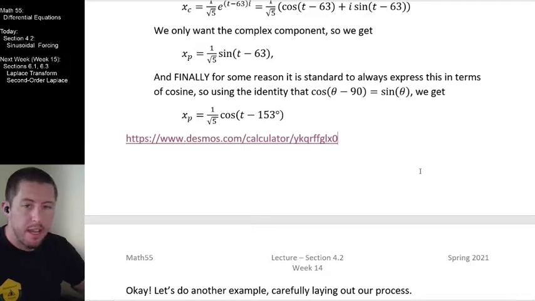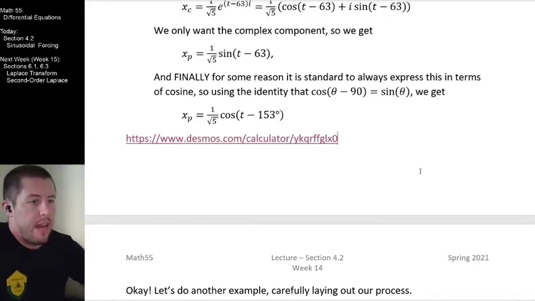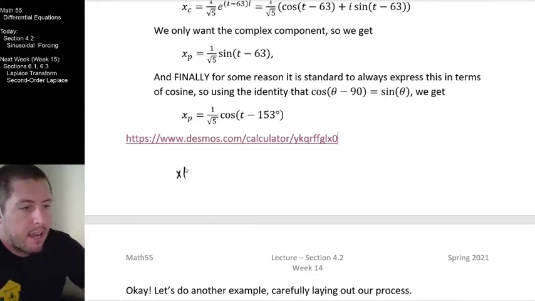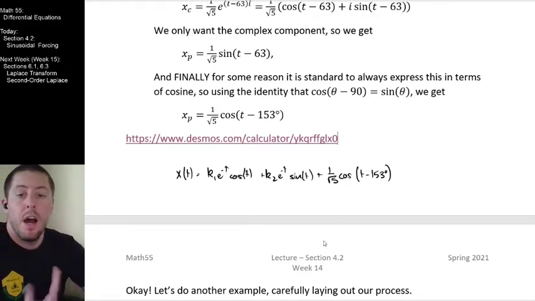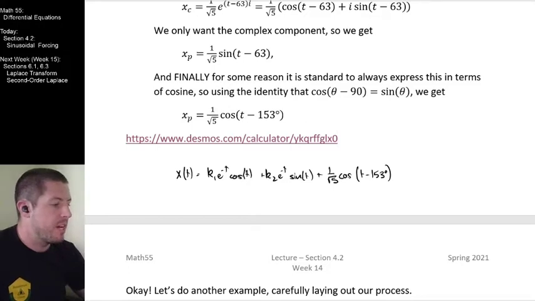So by the way, before I scroll away, I should say, now we can actually write our x of t as k1 e to the negative t cosine t plus k2 e to the negative t sine of t plus 1 over root 5 cosine of t minus 153 degrees right there. So this is our alternate way of writing our general solution. And it makes the analysis just a little bit simpler now because, again, what we know is what's going to happen here is that this homogeneous solution is going to go to 0.